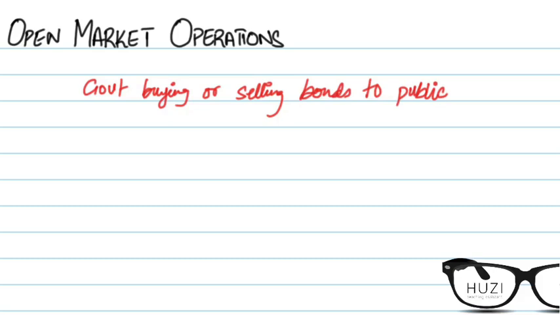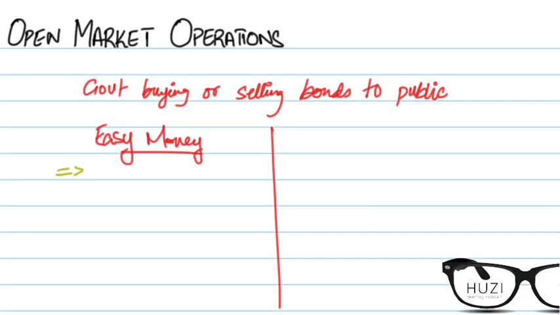So let's look at it from the perspective of an easy money policy first. Right. So an easy money policy is an expansionary monetary policy, right? This means that the government will buy bonds from the public.